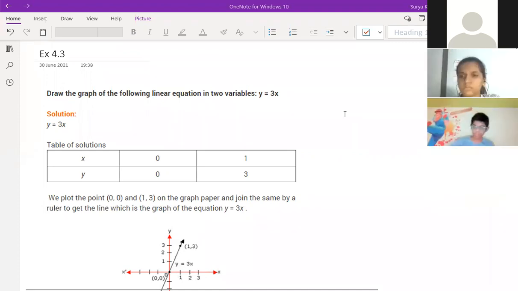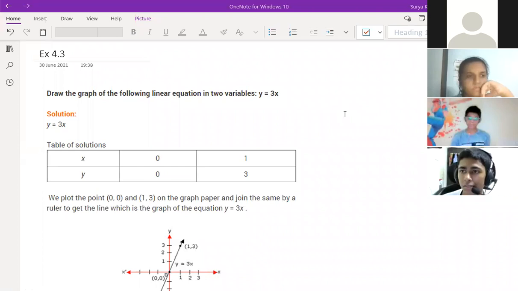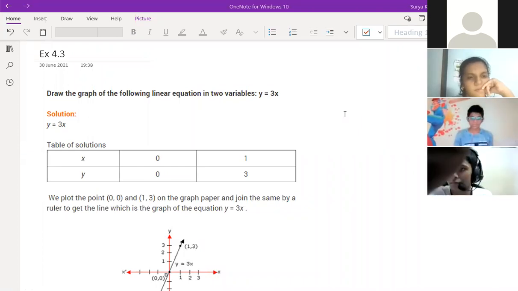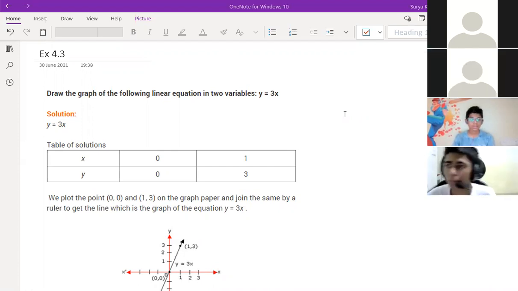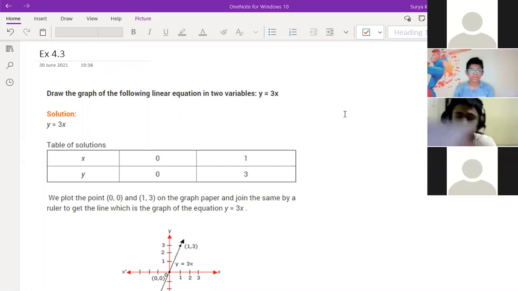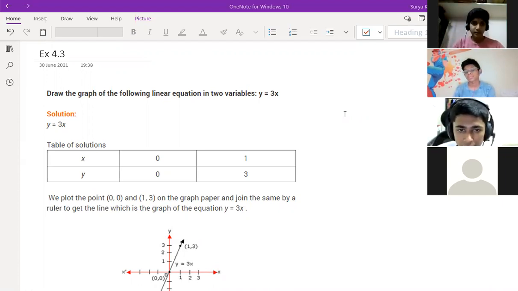Exercise 4.3, question number 1: y is equal to 3x. Children, can you draw the graph for this? y is equal to 3x. Yes, sir. All of you draw y is equal to 3x.